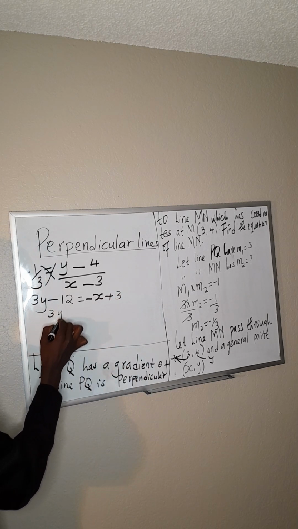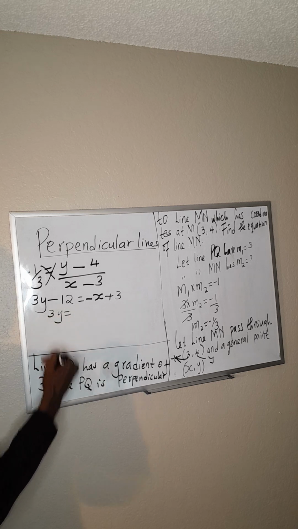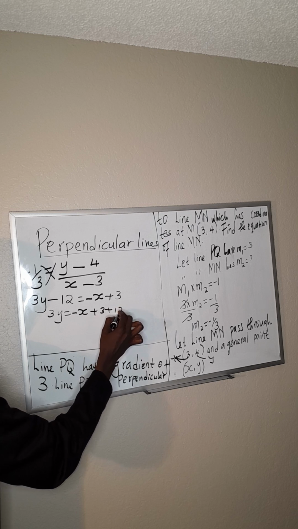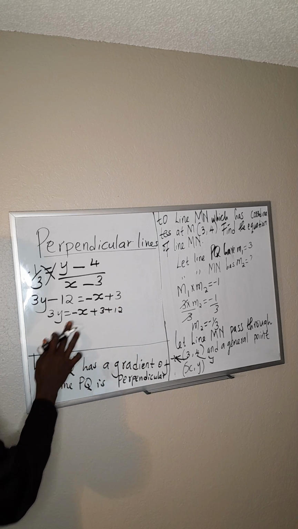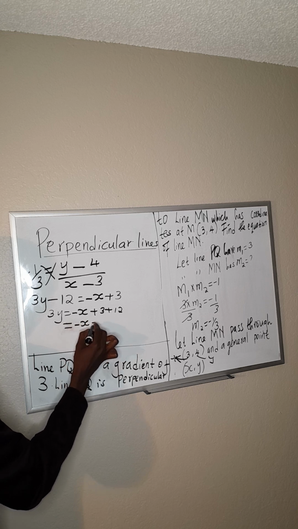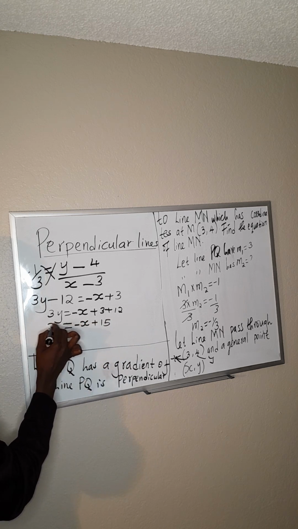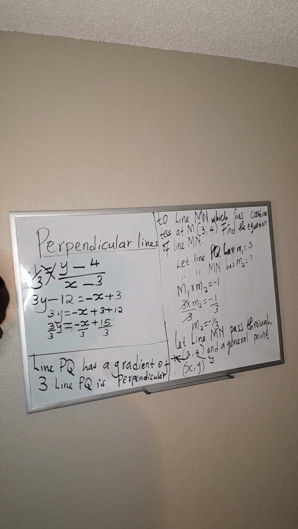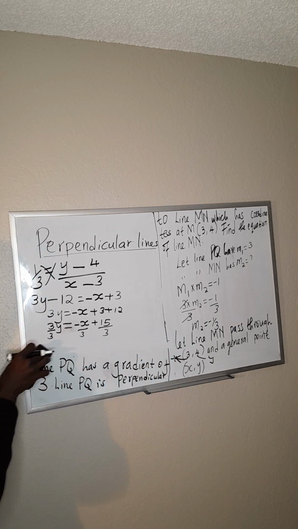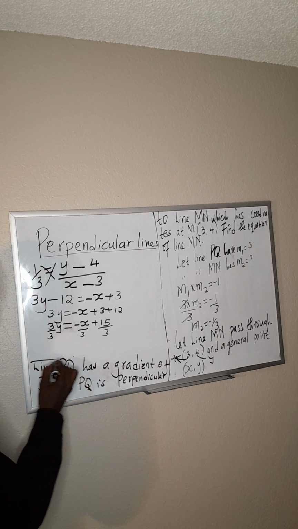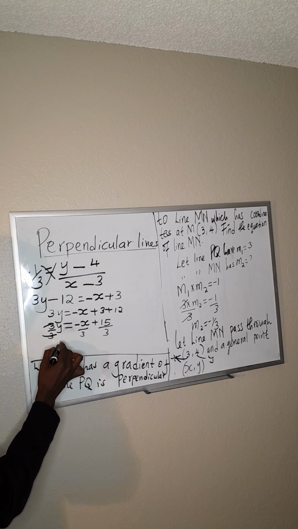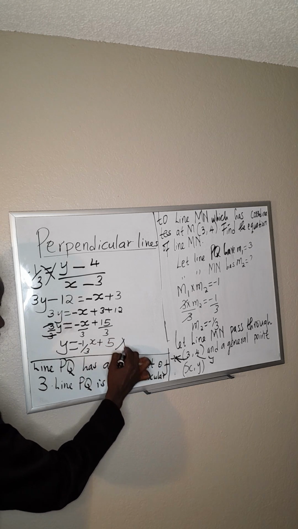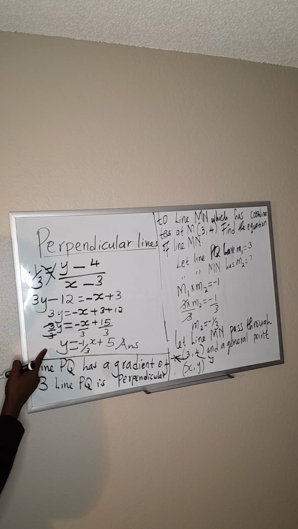Collecting like terms, I want to write it in the form y equals mx plus c. Therefore, I'll say -x plus 3 plus 12. What will we have now? -x plus 15 is equal to 3y. I want to remove this 3 here, so divide by 3 throughout. So y is equal to -1/3 x plus 5. So this becomes the equation of line MN.